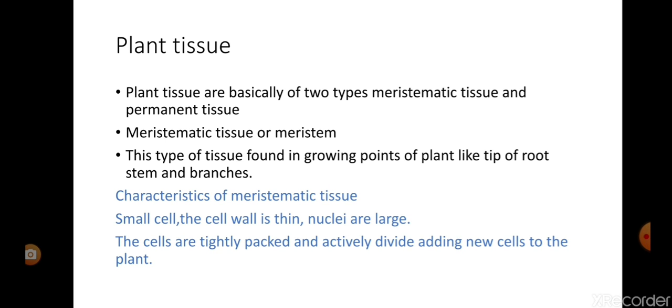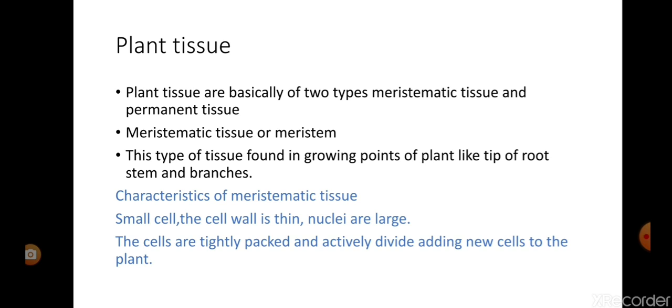So today we will discuss plant tissue. We can divide plant tissue into two types: meristematic tissue and permanent tissue. So what is meristematic tissue? These tissues have cells which are actively dividing, and that helps in the growth of the plant. This type of tissue we can find in the growing points of the plant, like the tip of the root, stem and branches.